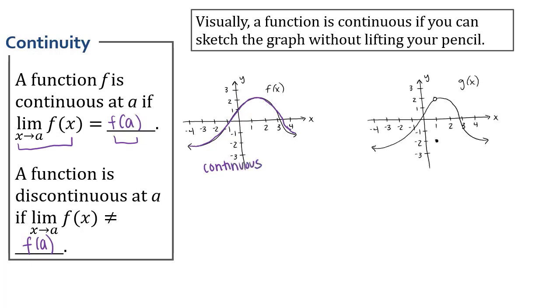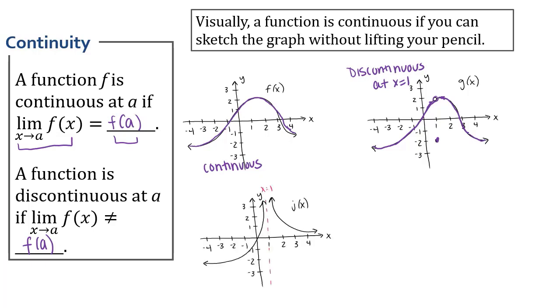If I looked at this function g, we could use the definition and see that this limit as we're approaching 1 is not equal to the value of the function at 1. So as we're approaching 1, we're at 2. The value of the function at 1 is -2. So we could say this is discontinuous at 1. You can also just see visually, if I go to graph this, I'd have to lift my pencil up here and then go back. So whenever you're having to lift that pencil up, it is discontinuous there. So this is discontinuous at x equals 1.